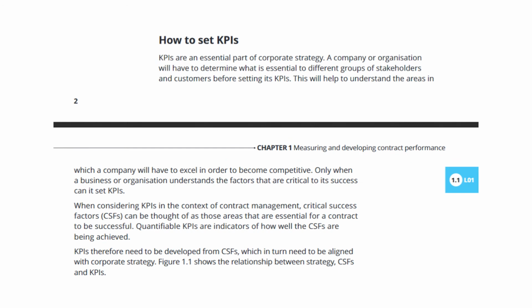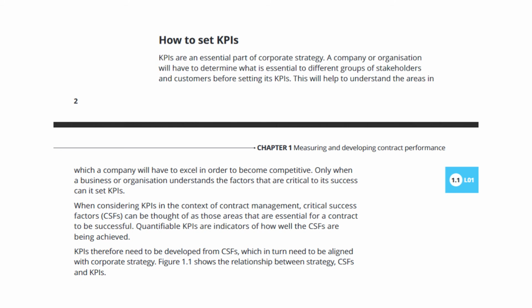How to set KPIs. KPIs are an essential part of a corporate strategy. A company or organization will have to determine what is essential to different groups of stakeholders and customers before setting its KPIs. This will help to understand the areas in which a company will have to excel in order to become competitive.